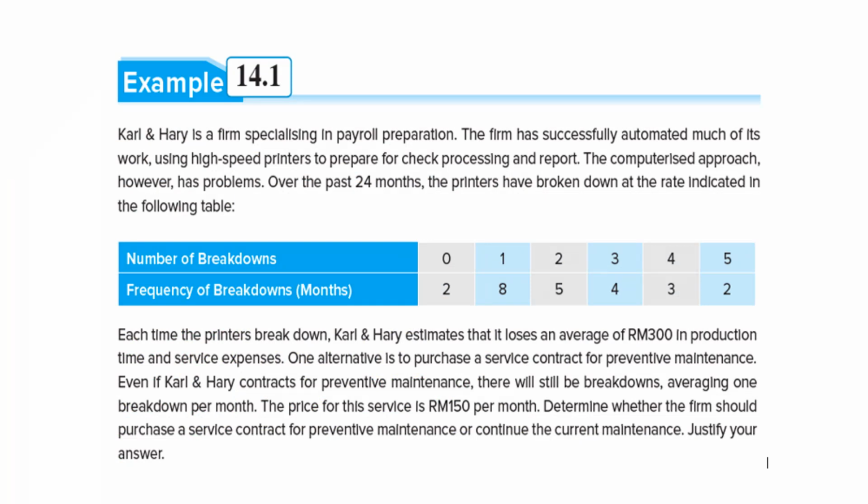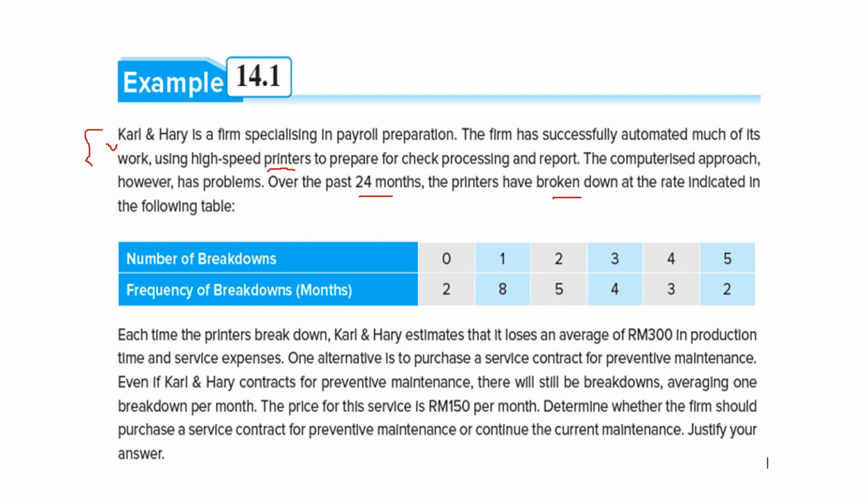Okay, we are going to use example 14.1 to perform maintenance analysis, that is to choose between breakdown maintenance or preventive maintenance. So you can see this in your textbook. Carl and Harry is a firm specializing in payroll preparation. The firm has successfully automated much of its work using high-speed printers to prepare for check processing and report. The computerized approach, however, has problems. Over the past 24 months, the printers have broken down at the rate indicated in the following table.